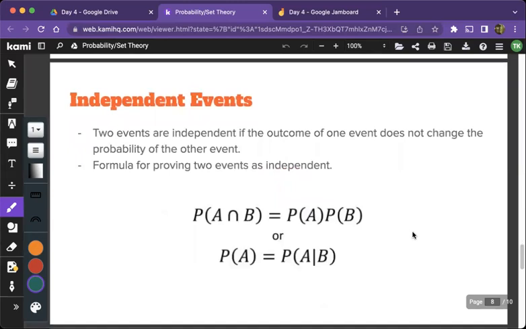Next are independent events. Two events are independent if the outcome of one event does not change the probability of the other event. And there are formulas proving two events are independent. The probability of A and B would be the probability of A times the probability of B. And then the probability of A equals the probability of A given B, which we'll talk about in a second.